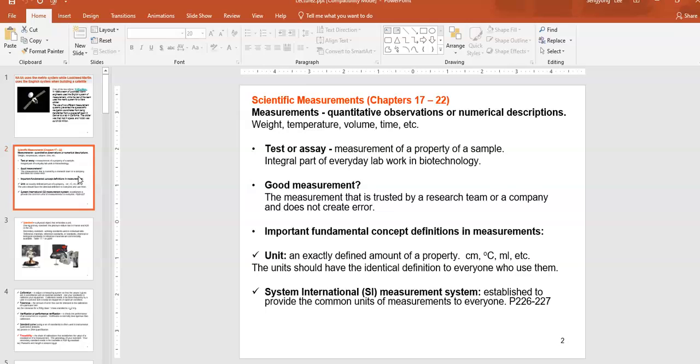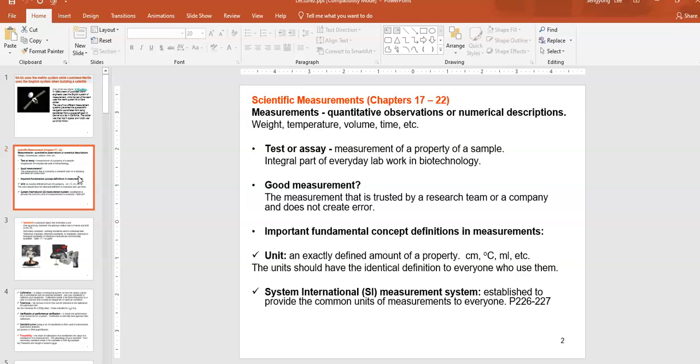So then, how do you perform a good measurement? How do you define that? A good measurement is a measurement that is done and then will be trusted by your team or your company. So basically, there should not be much error in your measurement, in your performance, right? So, important fundamental concepts and definitions in measurement.